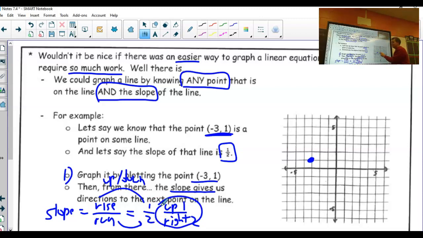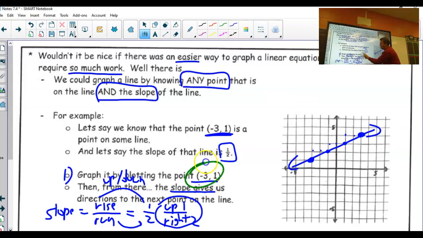So I start at my point that I already know is on my line, and I go up 1, right 2, right? Up 1, right 2. And I can do that as many times as I want. Up 1, right 2. Up 1, right 2. And my line is practically drawn for me. So let me review that real quick.